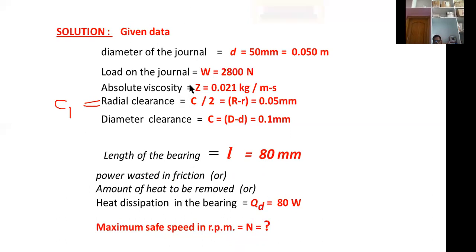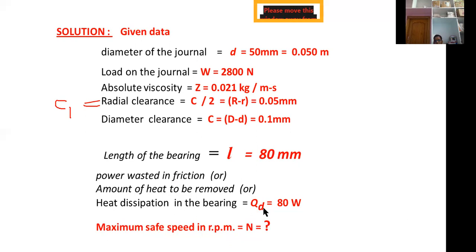And the amount of heat dissipation. Here I consider the amount of power wasted, or amount of heat removed, or amount of heat generated, or amount of heat dissipation equal to 80 watts. So you have to find the value of maximum safe speed, that is N, by using these details. You have to find the value of N in RPM. Please remember here the amount of heat dissipation is given.